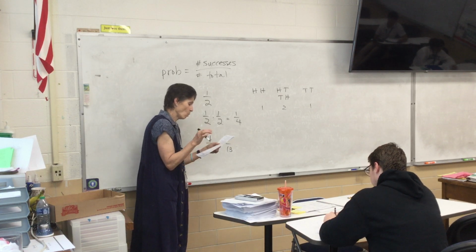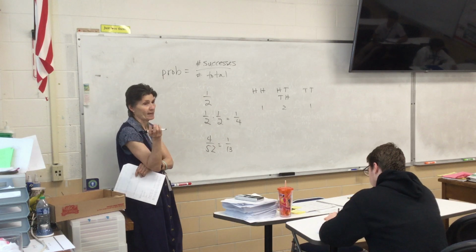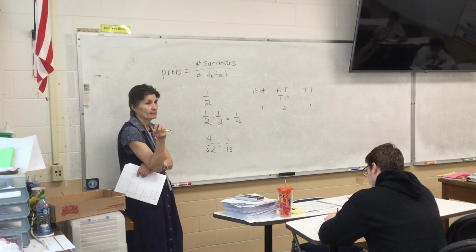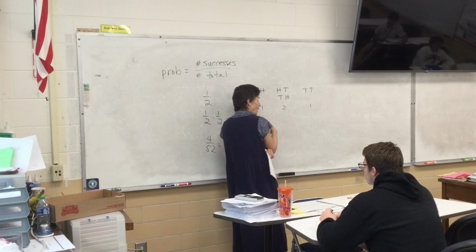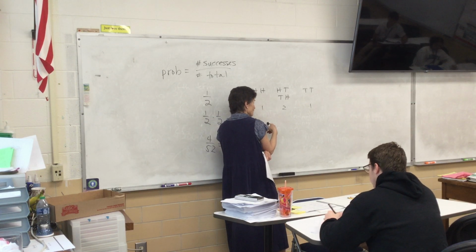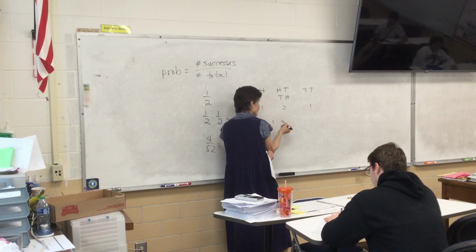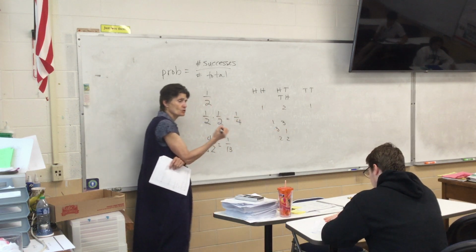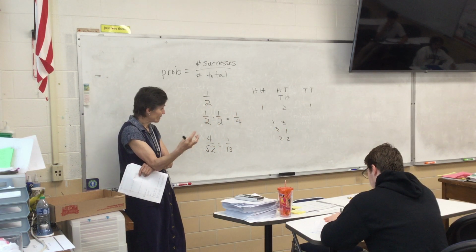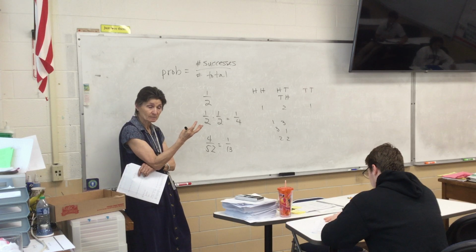Rolling a sum of 4 if you roll 2 dice. Okay, so think about that for a second. These I always kind of have to write out. How can I get a 4? I can get a 1 and a 3, a 3 and a 1, or a 2 and a 2. Is that it? Yeah. So there are 3 ways that I can get what I want.